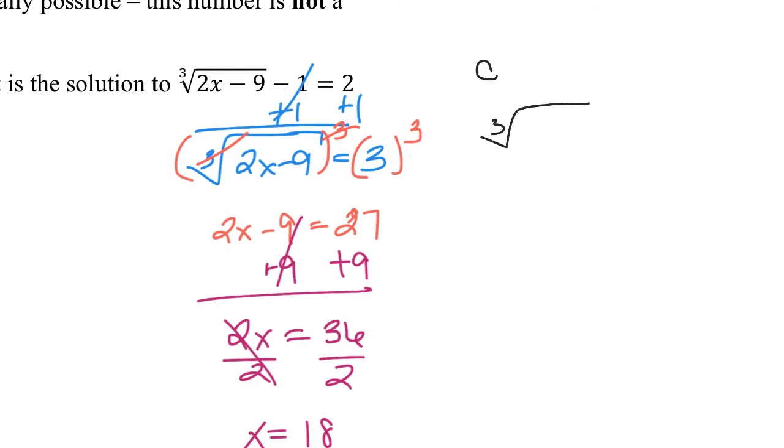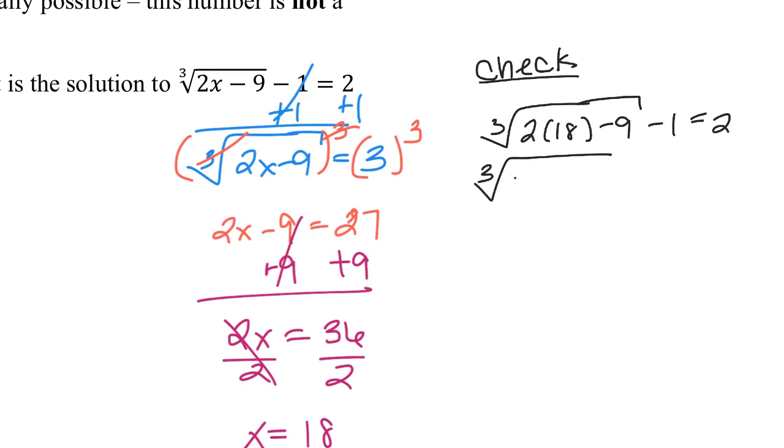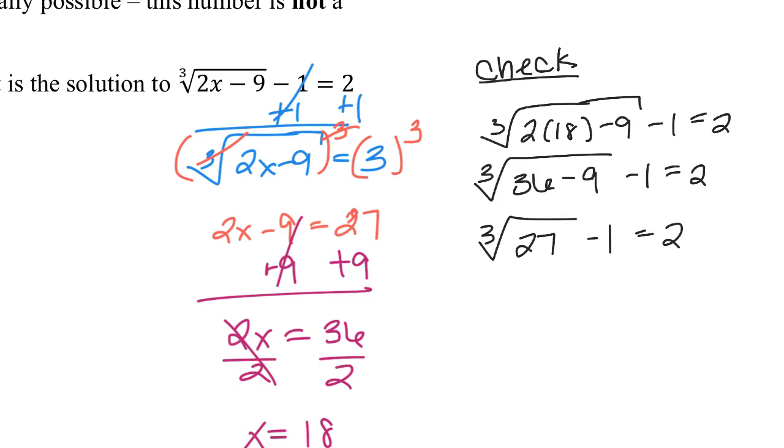So this is our check. The cube root of 2 times 18 minus 9, minus 1, equals 2. The cube root of 36 minus 9, minus 1, equals 2. Well, 36 minus 9 makes 27. The cube root of 27 is equal to 3. 3 minus 1 makes 2. So this is a true statement. So x equals 18 is your solution.